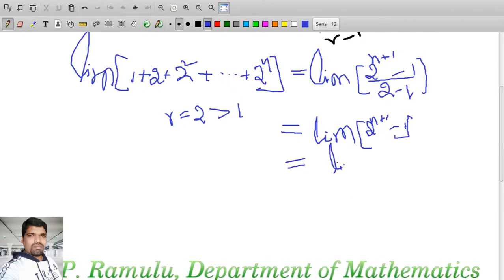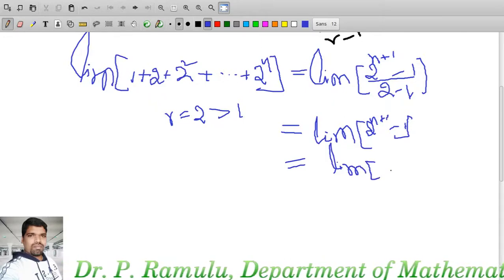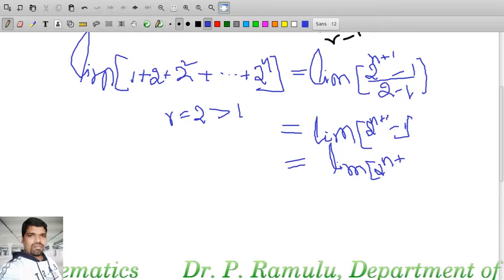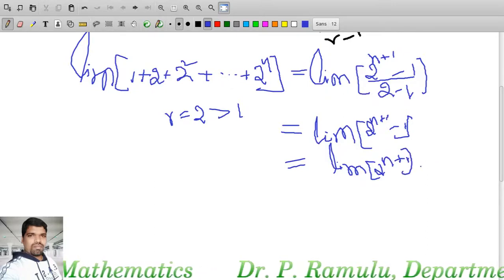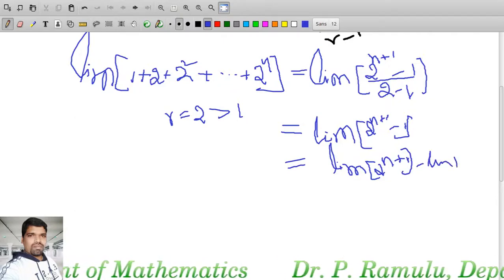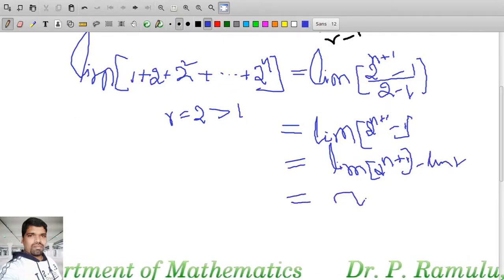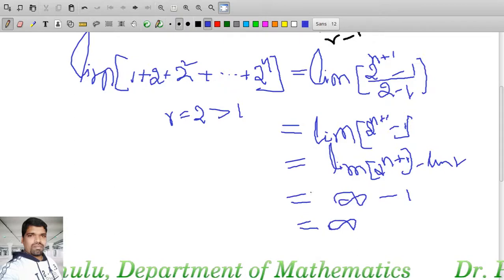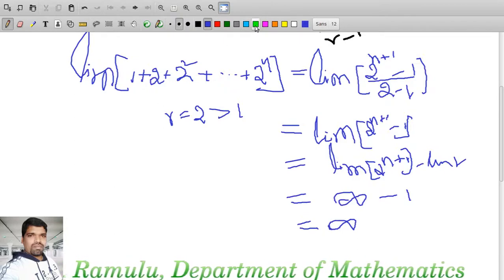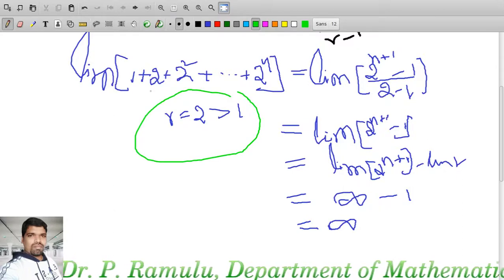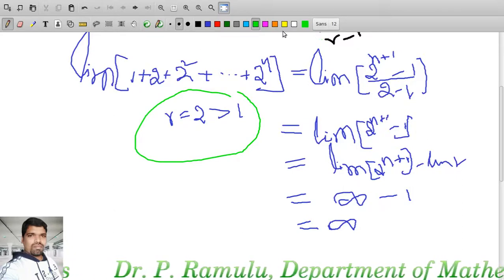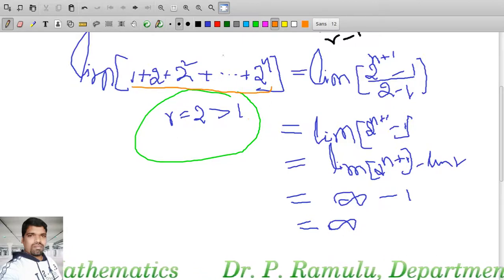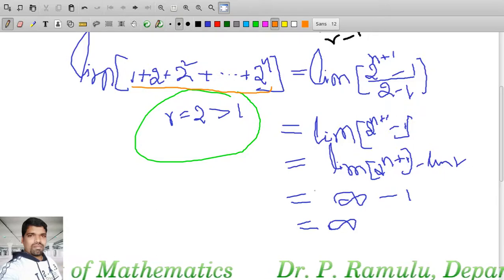Limit of 2 power of n plus 1 minus limit of 1. This thing equals infinite, this thing is 1. Infinite minus 1 equals infinite. So that means here the formula gives infinite. That means this sequence diverges. Or you can say that it is infinite. The sum of this is infinite. Right?